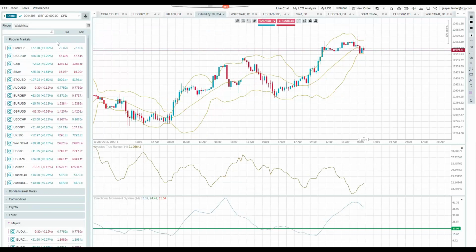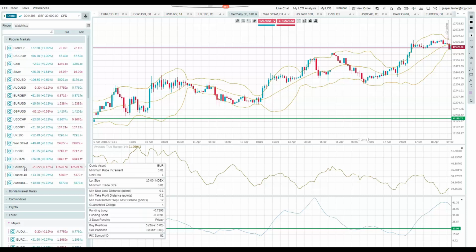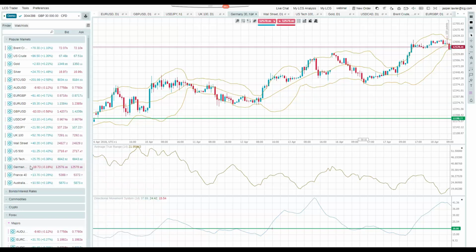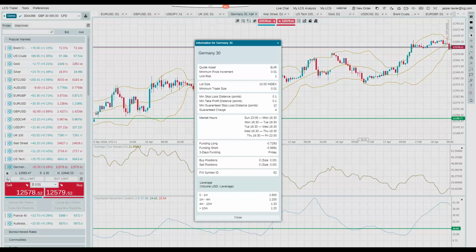This is the LCG Trader platform, and if you change the layout up here, I can switch it all around, but as soon as you get yourself to a layout where you can see the watch lists, you'll see down here, there it is, Germany 30, and as soon as you hover over it, it will show you some of the important considerations when you're trading these indices. So if I click on that and look at the information box, that tells us most of what we need to know. Obviously it's quoted in euros. It is, after all, based on German stocks, which are all listed in euros. It's based in Germany, which uses the euro. So no surprise there.